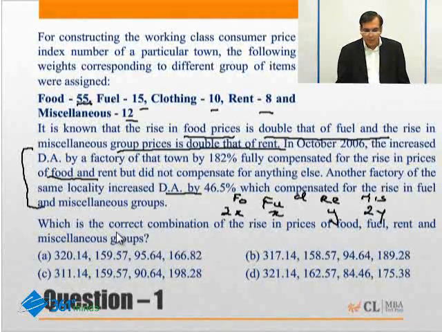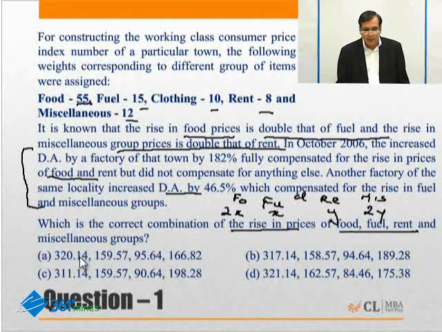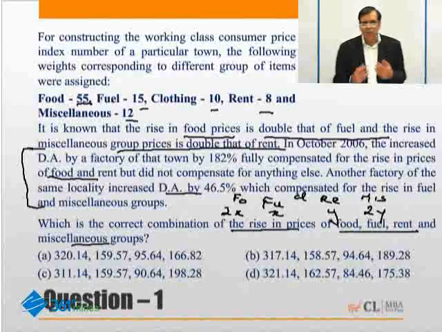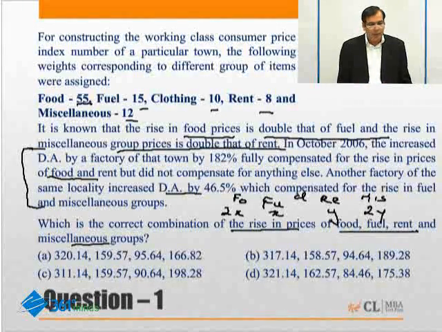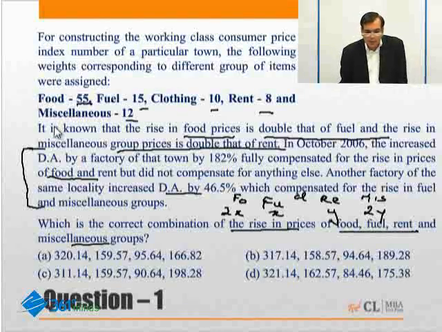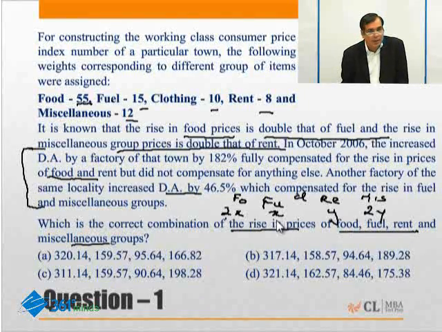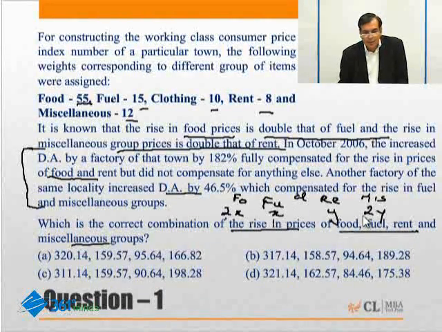Which is the correct combination of rise in price of food, fuel, rent, and miscellaneous? Is this relevant? This is not at all relevant. This was given to you to confuse you, to make sure you get lost with this data, you start using data which is irrelevant and lose time and are not able to get the correct answer. The data which is given to us is that the increase in food is twice the increase in fuel. Similarly, the increase in miscellaneous is twice the increase in rent.